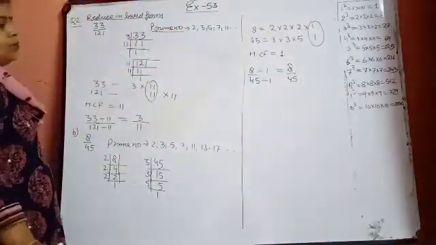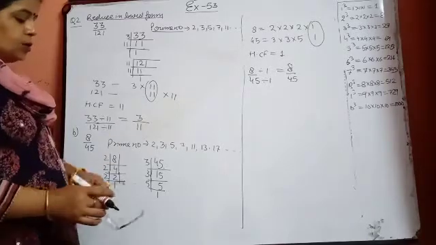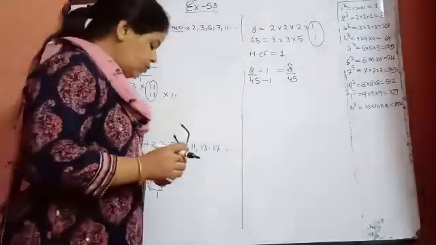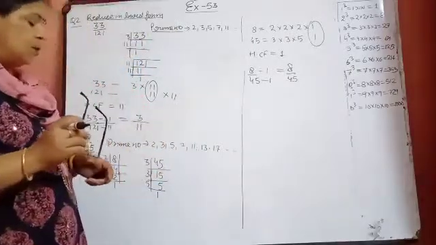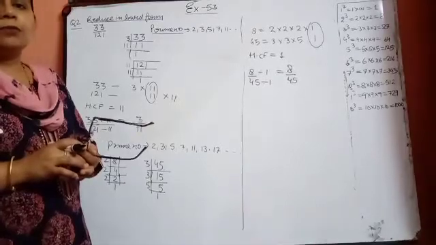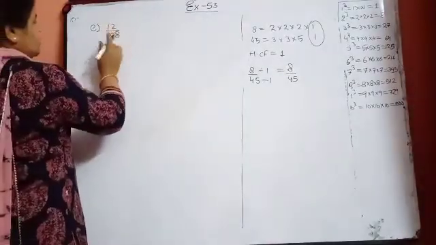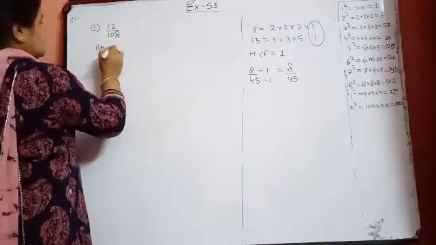In this way you will find the lowest form of the question. One more question I am going to do, and afterwards the rest of the questions you will perform yourself. See here on the board now. Now, beta, see part E, 12 upon 108. First write prime numbers.